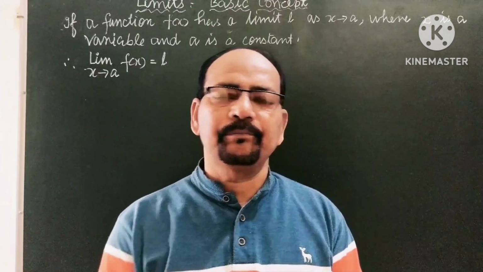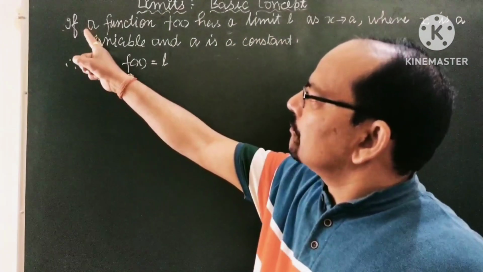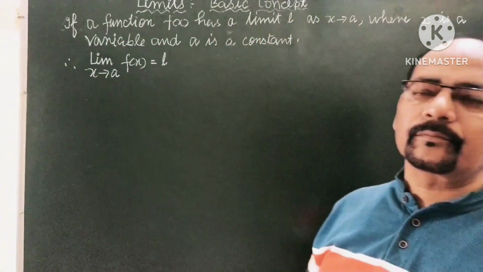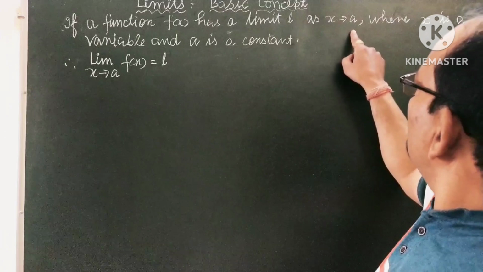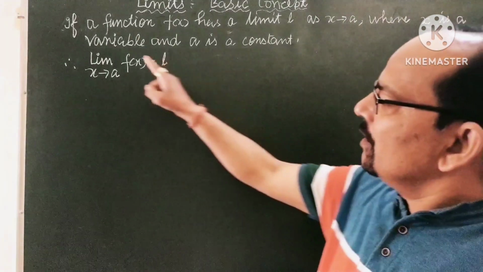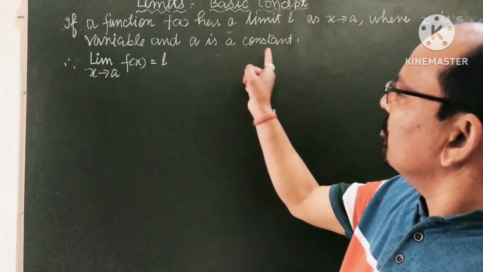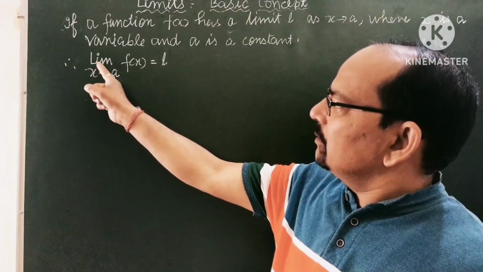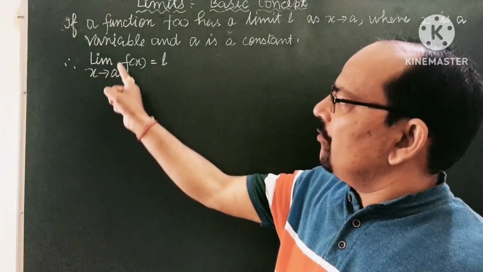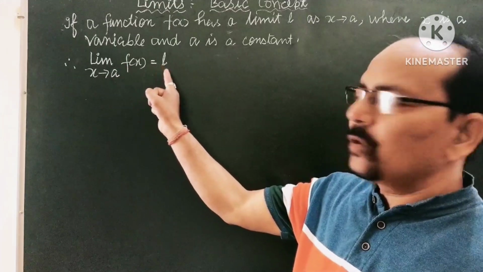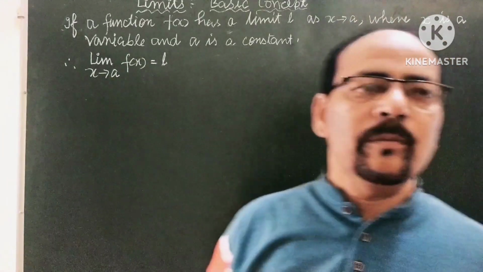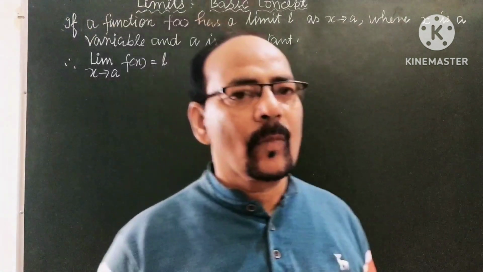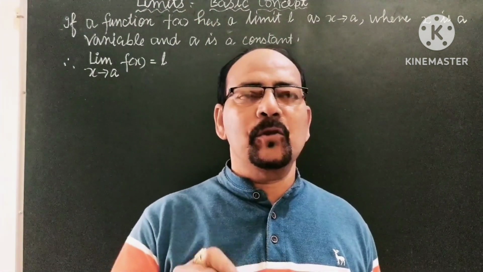Therefore, let's start. If a function f(x) has a limit L as x tends to a, where x is a variable and a is a constant, then limit x tends to a of f(x) equals L. This means L is the limit of function f(x) as x tends to a.